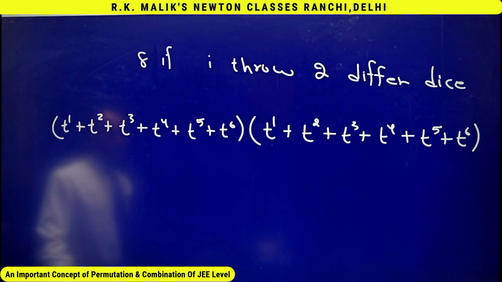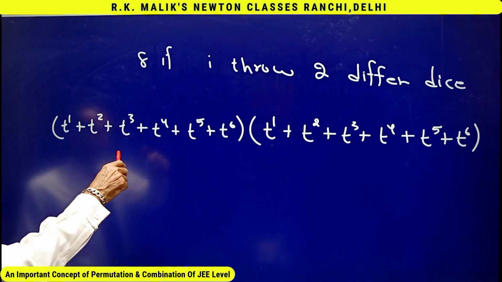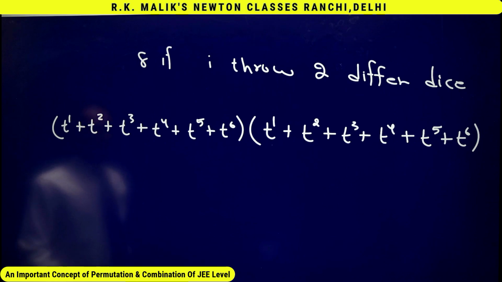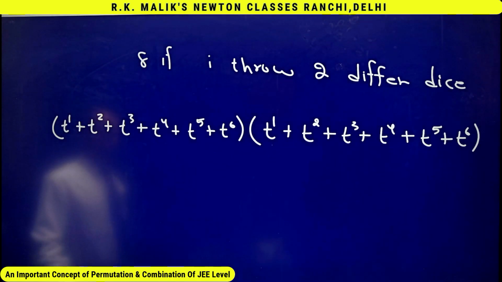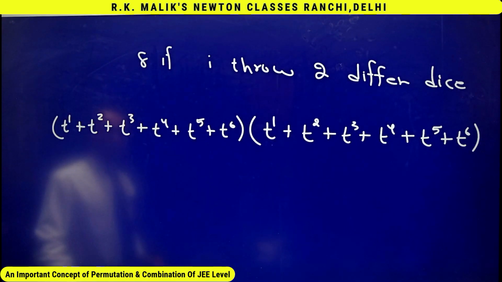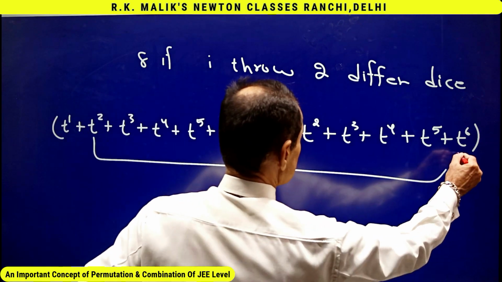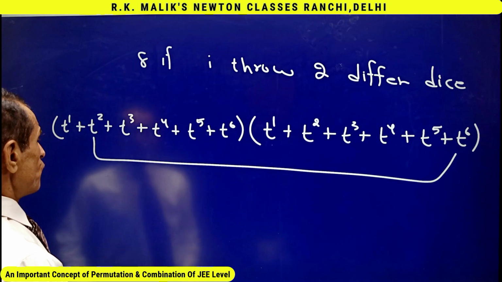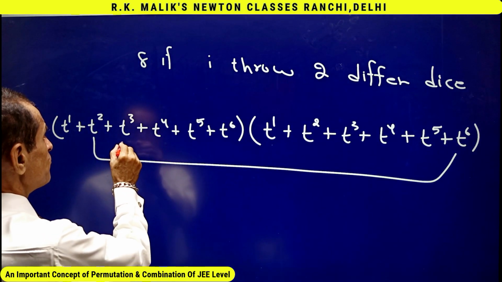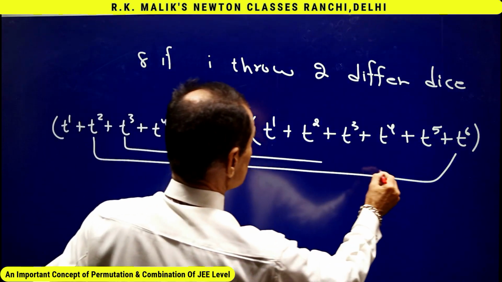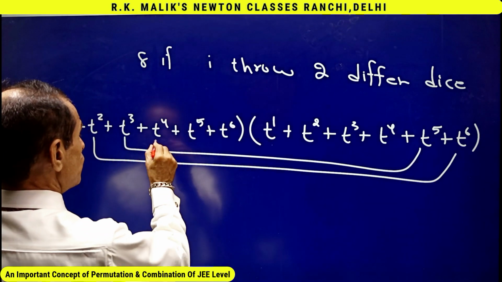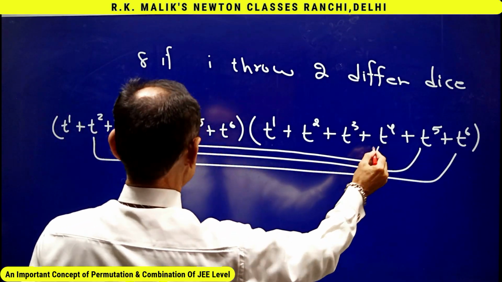Now let us find the coefficient of t to the power 8 in the result of multiplication of these two brackets. One t to the power 8 will come because of the multiplication of this. One more t to the power 8 will come because of the multiplication of this. One more because of the multiplication of this.